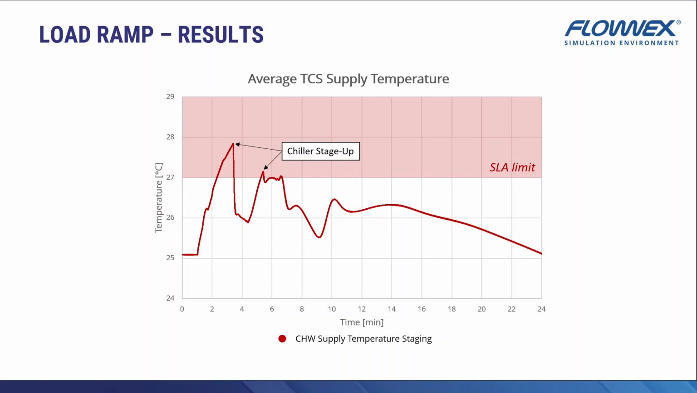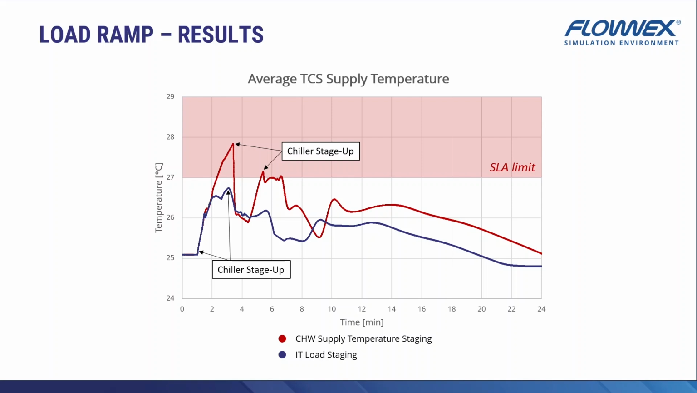The benefits of beginning chiller stage up before the buffer tanks are depleted become apparent when we look at the results. With the new staging criteria, the chilled water supply temperature increase is limited to only about 1 degree, compared to 4 degrees in the first scenario, and there is sufficient chilled water flow to the CDUs, resulting in a far lower peak CDU TCS supply temperature.